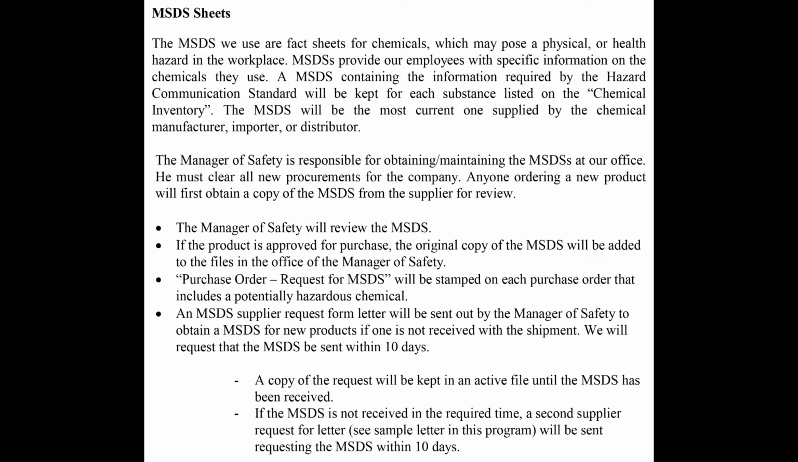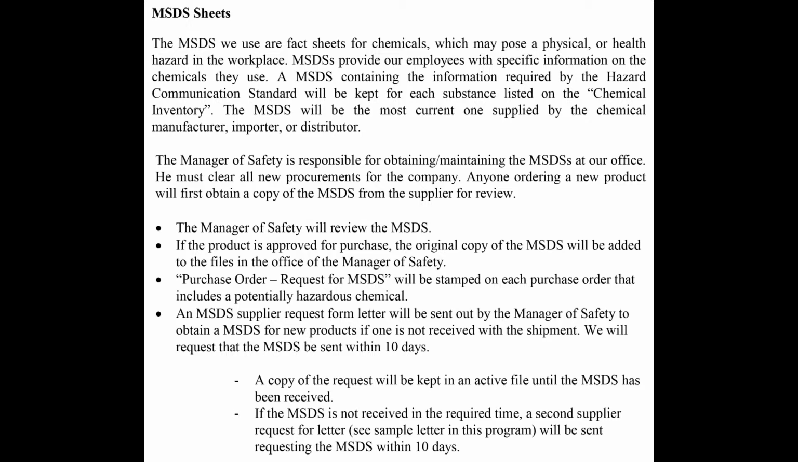SDS sheets. The SDSs we use are fact sheets for chemicals which may pose a physical or health hazard in the workplace. SDSs provide our employees with specific information on the chemicals they use. An SDS containing the information required by the Hazard Communication Standard will be kept for each substance listed on the chemical inventory. The SDS will be the most current one supplied by the chemical manufacturer, importer, or distributor. The manager of safety is responsible for obtaining and maintaining the SDSs at our office. He must clear all new procurements for the company.